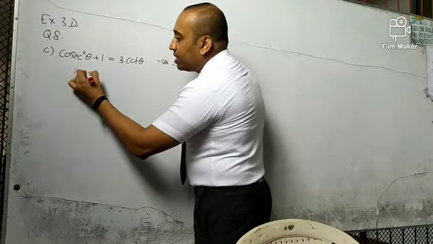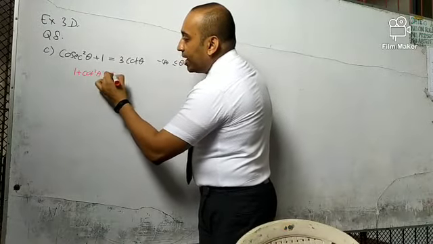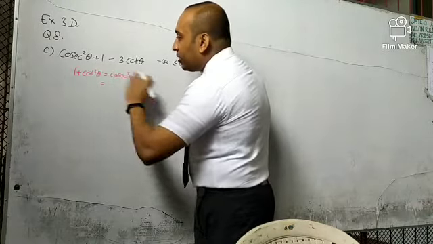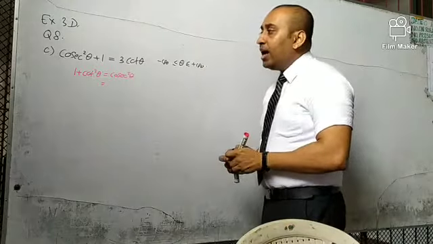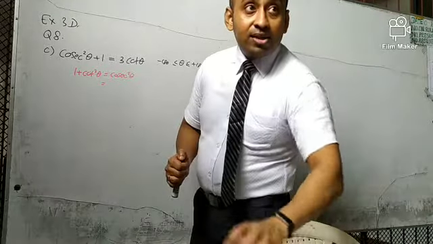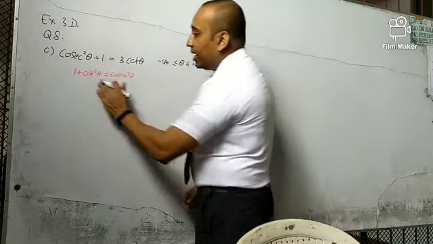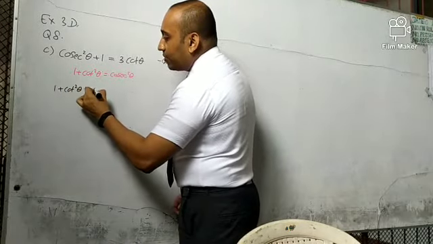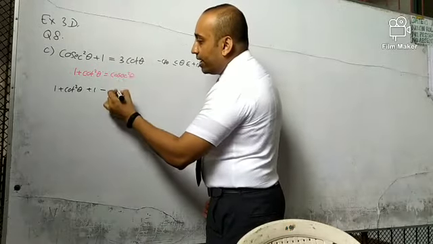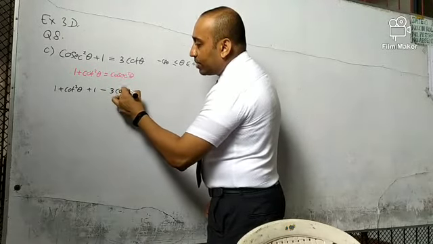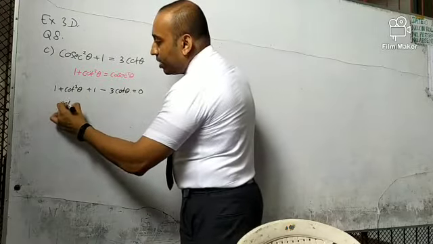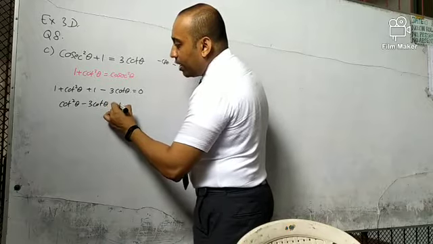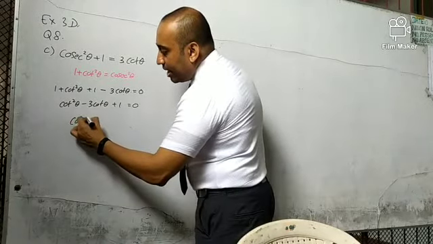We know that 1 plus cot square theta equals cosec square theta. Therefore, instead of cosec square theta, I can replace it with 1 plus cot square theta. So you can say 1 plus cot square theta plus 1. I will bring this 3 cot theta to the other side, equals 0. So this will turn into cot square theta minus 3 cot theta plus 1 equals 0. With that you can get the answer.